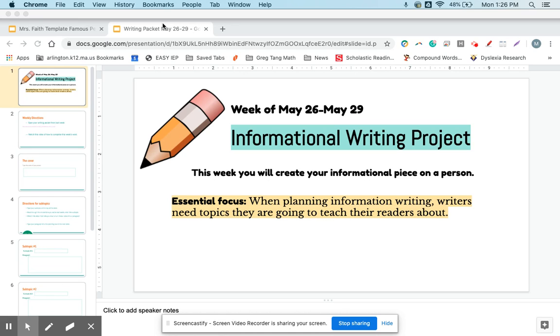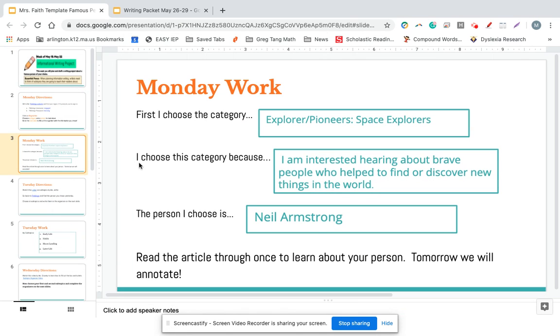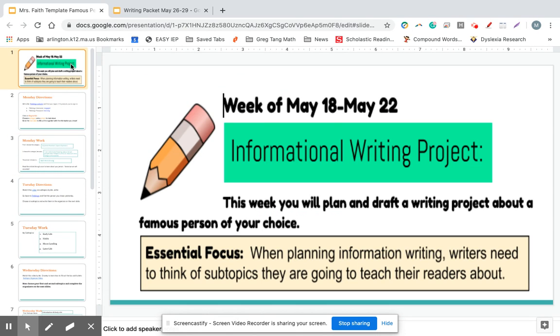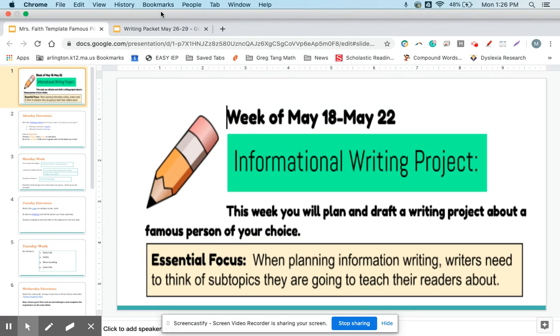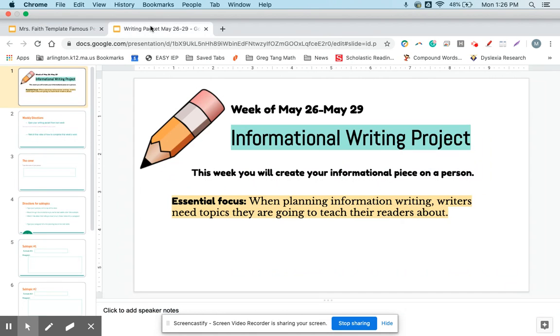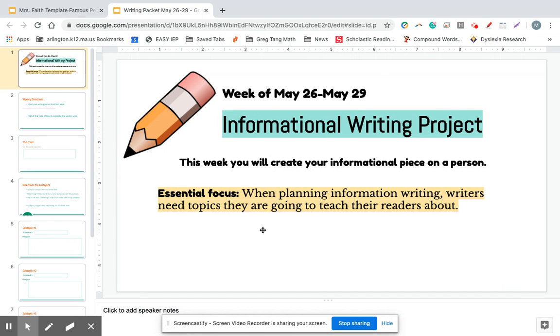So the first thing that you need to do is open last week's writing packet. As you can see up here, this is mine from last week of May 18th. Yours looks very similar. The next thing that you need to do is open this week's writing packet, which looks like this. Notice how at the top of my screen I have two tabs. The first one's Mrs. Faith's template, and then the second one is this week's writing packet of May 26th.